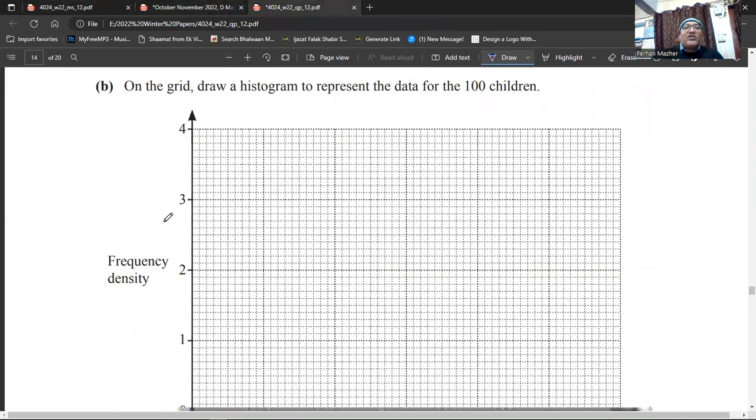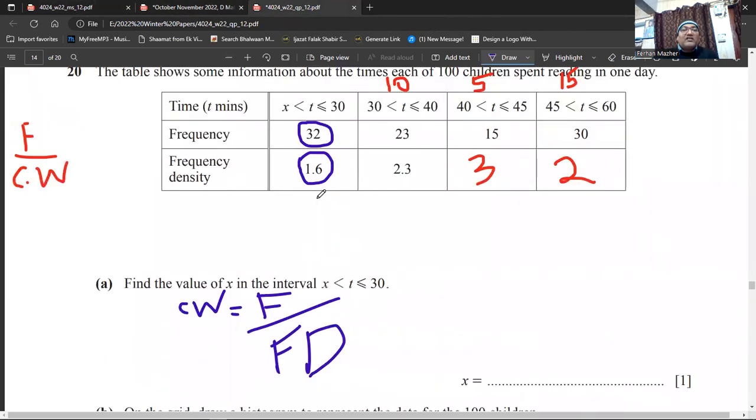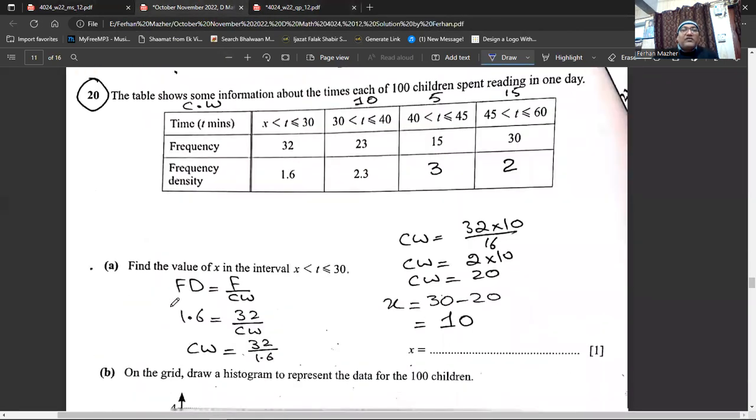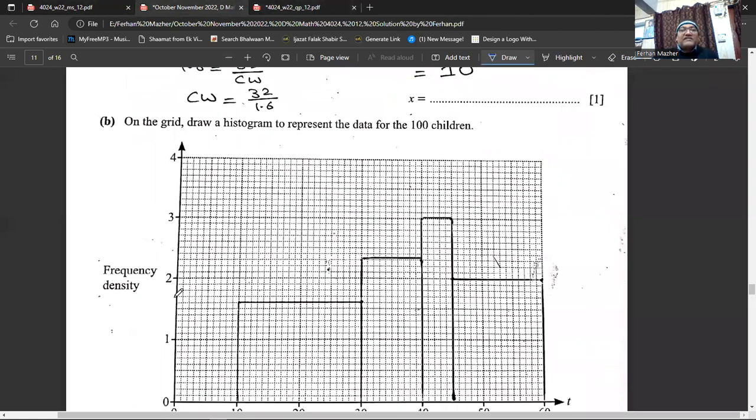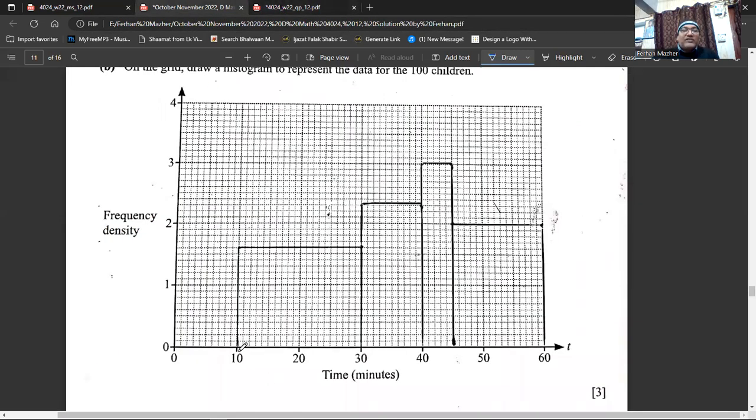Okay. Then he says on the grid, draw a histogram to represent the data for the 100 children. So here we have the times, here we have the frequency. So easily I can do that. For the first class, from 10, now we know that this value is 10. From 10 to 30, the frequency density is 1.6, which is here. So I will draw this.